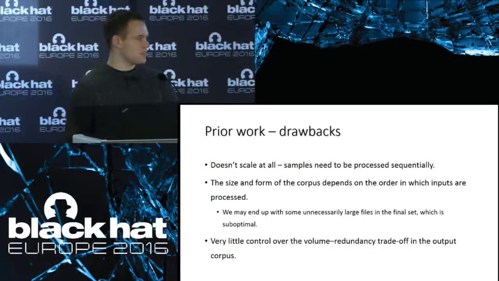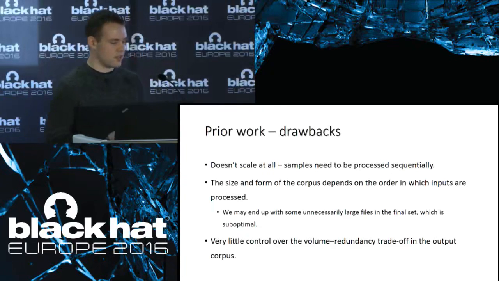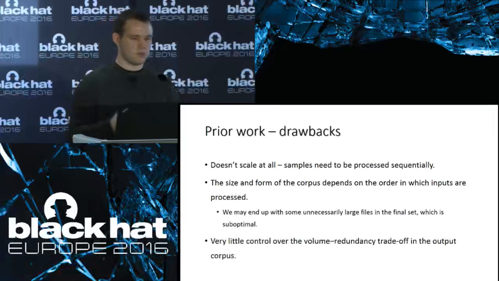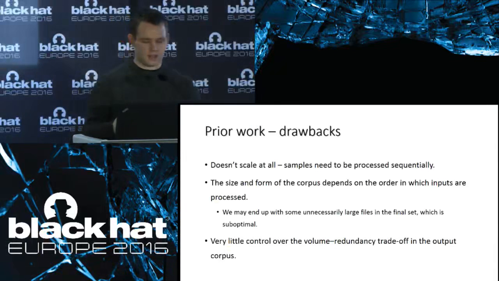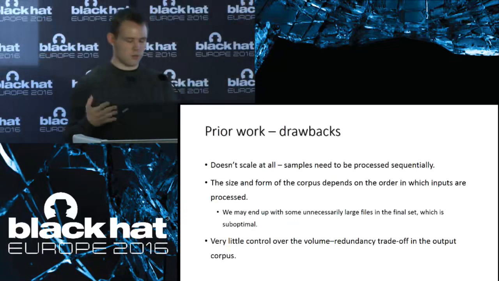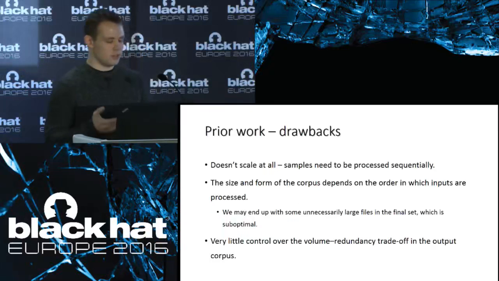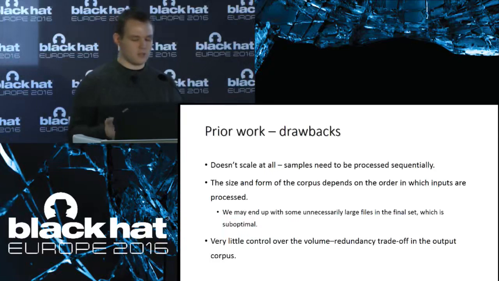But this has some significant drawbacks. For example, it doesn't scale very well because we have to process all of the samples sequentially. And also, the size and form of the corpus depends on the order in which the samples are processed. So if we start processing the big files at the beginning and then the smaller ones later, then we would end up with a very large corpus, which is not necessary. So we have very little control over the trade-off between volume and redundancy in the output corpus.